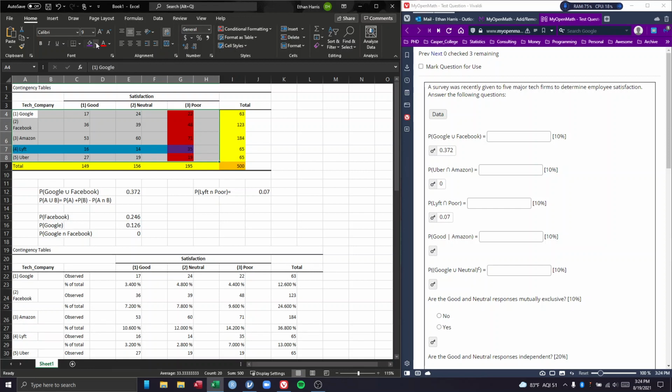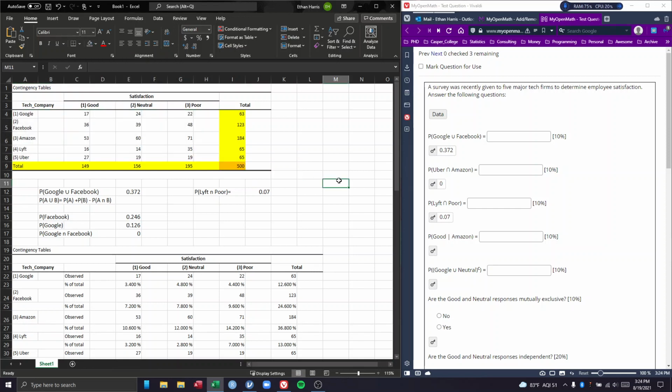So let's talk a little bit about conceptually what this means. This probability reads, what is the probability that a randomly selected person responded that they had a good satisfaction level given that they work for Amazon? So essentially what that given statement, this second half of the statement, means is: only look at Amazon. We're only caring about Amazon. We don't care about any other tech company. Just looking at Amazon, what's the probability that somebody responded that they had a good satisfaction level?